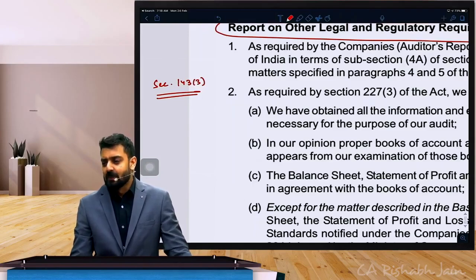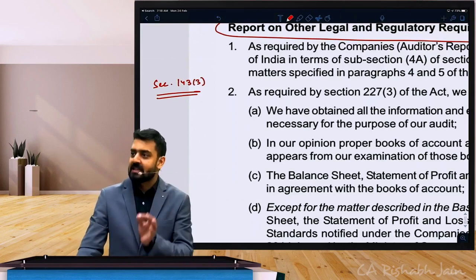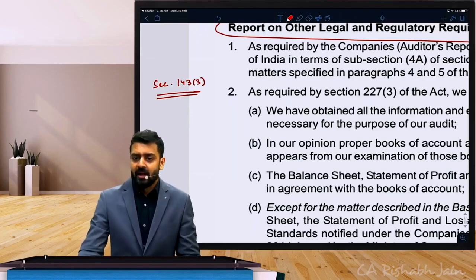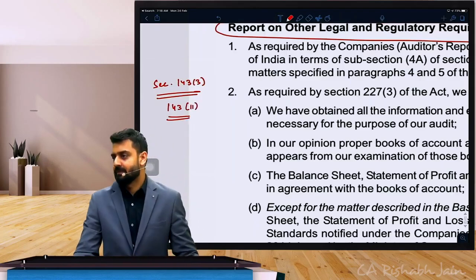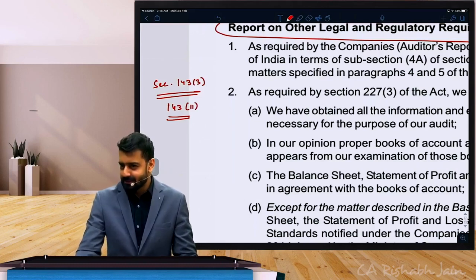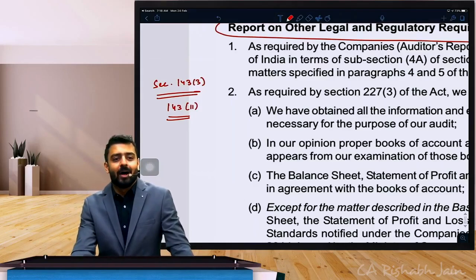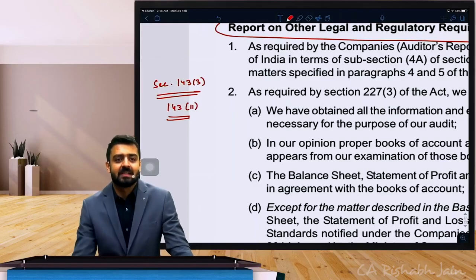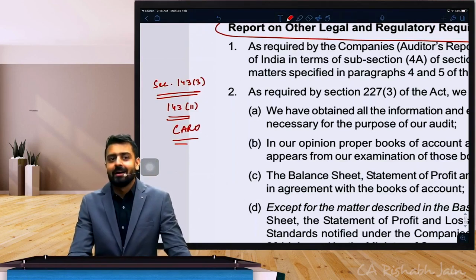I don't think you remember this, but we will talk about this in detail, don't worry. 143 subsection 3, that is reporting on principal assertions, and reference of 143 subsection 11. Do you remember that by any chance? Anyone? 143 subsection 11. That is CARO, that is CARO under a separate annexure.